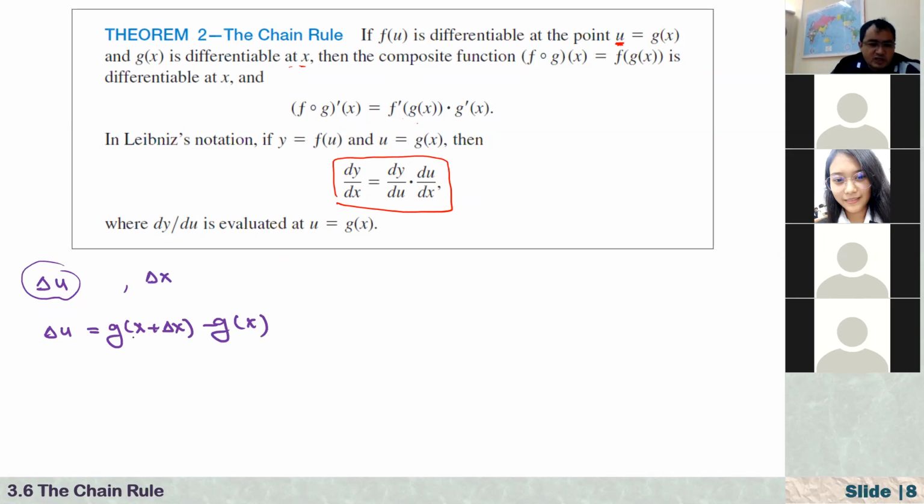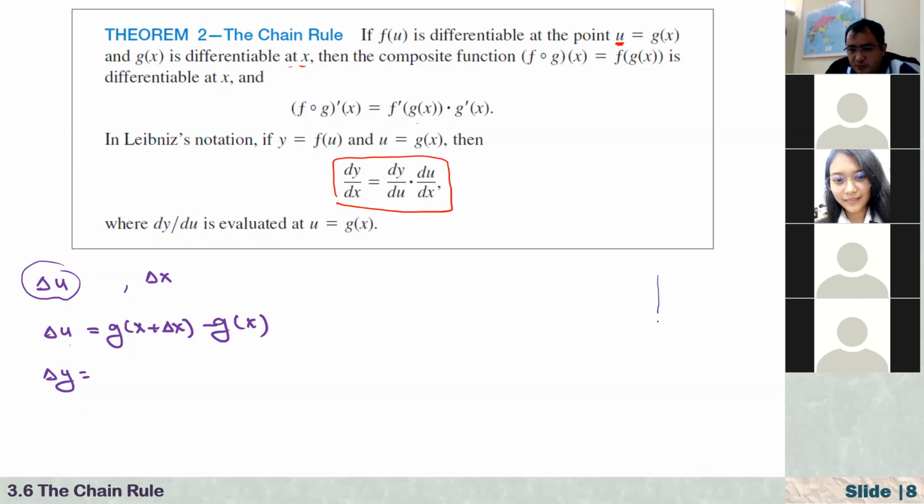Then the corresponding change in y. What will be the change in y, right? Because now y is a function of u, which is a function of x. If you change the value of u a little bit, there will also be a small change in the value of y. Why is it so? Because the function is continuous.